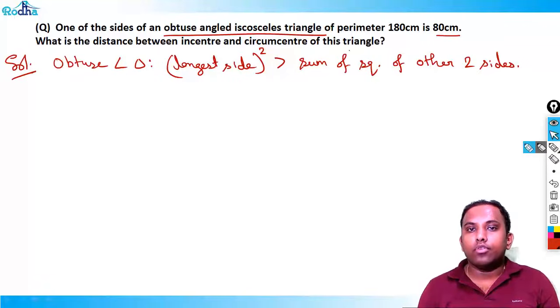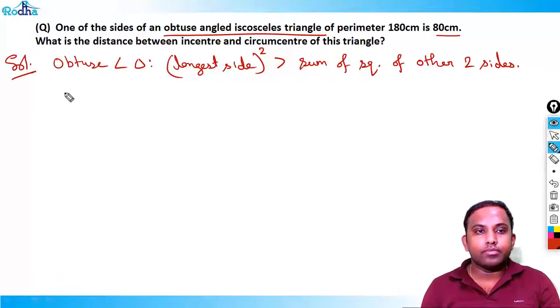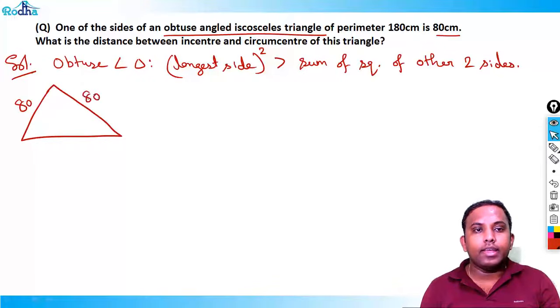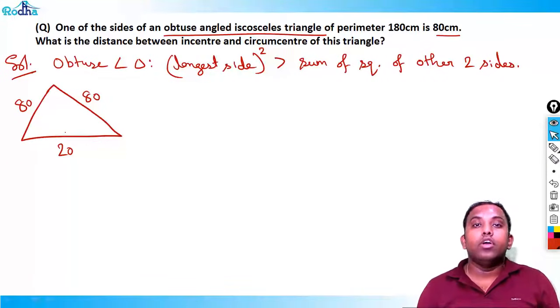If the perimeter is 180 centimeter and one side is 80 centimeter, we can have two cases from here. The first thing we can have is a triangle with sides 80, 80 and 20, because if one side is 80 centimeter, it's an isosceles triangle, so two sides are equal. If one is 80, the other would also be 80. This is one case.